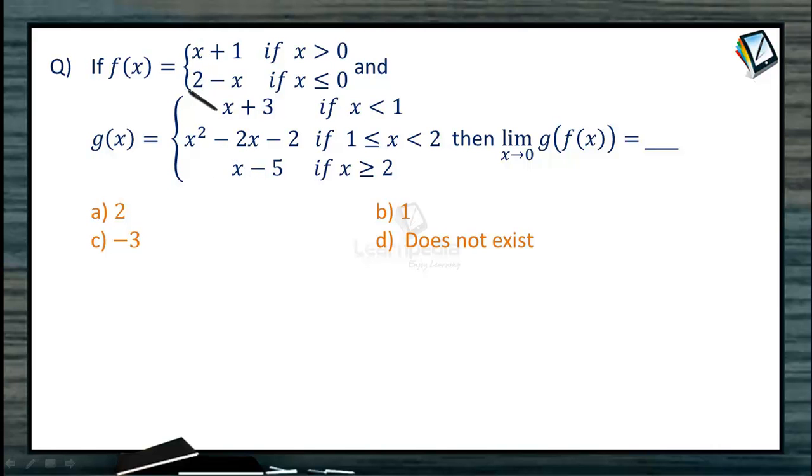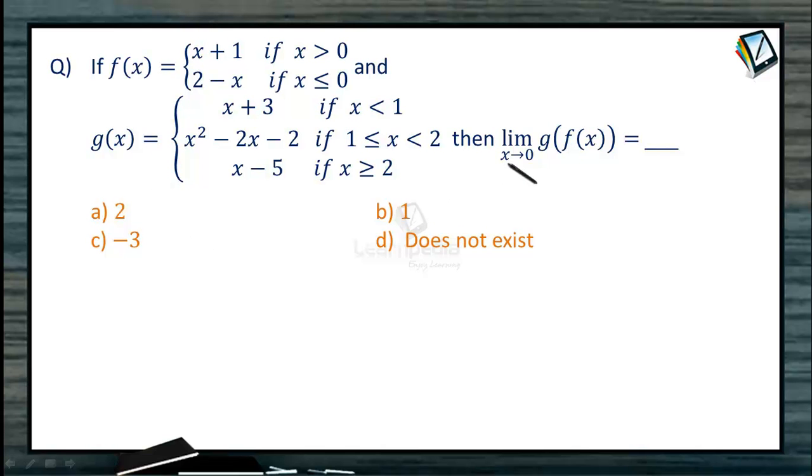Now here a function f(x) is defined piecewise and a function g(x) is also defined piecewise. And what is required? We need the limit as x tends to 0 of (g∘f)(x). One method of finding the required limit is to first define the function g∘f(x) from the definitions of f(x) and g(x), and then evaluate the required limit.